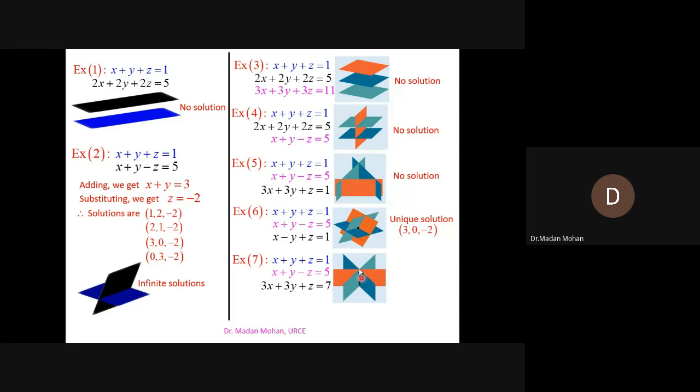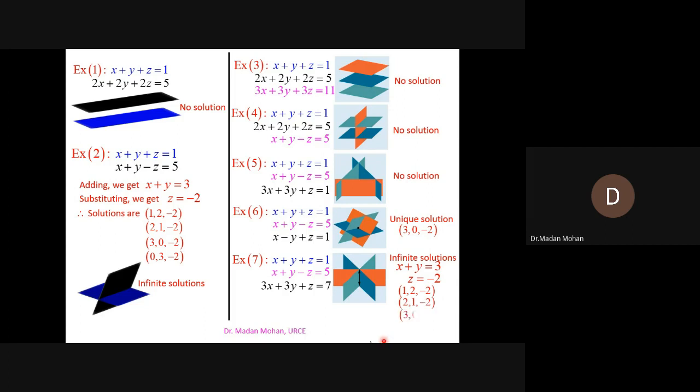You have infinite solutions. All the three planes are passing through a line. Infinite solutions. Those infinite solutions are these only. All these satisfy the third one also. For example, x plus y equal to 3, z equal to minus 2. Then the values 1, 2, minus 2 satisfy all the three.